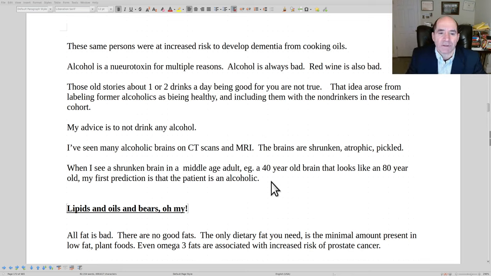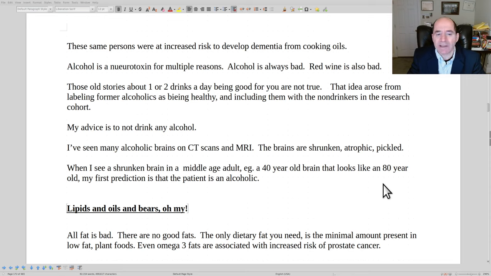Okay, so what else am I saying here? Never drink alcohol. I think alcohol's stupid. Why do you want to do something that's going to damage your brain cells? Being drunk means that you've damaged your brain. I mean, why is that cool? It's stupid. And I look at alcoholic brains. They're all shrunken and shriveled. They look kind of disgusting. They look much older. Like a 40-year-old alcoholic, their brain will look like an 80-year-old. You don't want that.